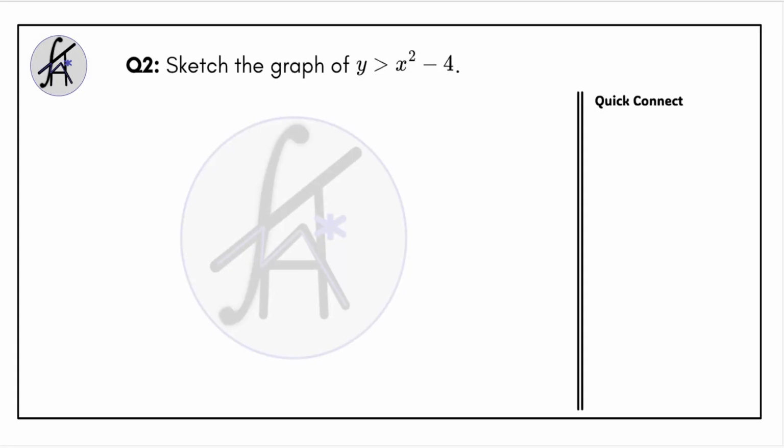So we have question number 2 from the 5 Questions a Day challenge, and as we can see over here, we have to sketch this inequality. These are really good type of questions and a very good topic. So before I really go ahead, I will be showing you what exactly this sketch looks like: y is greater than x squared minus 4.